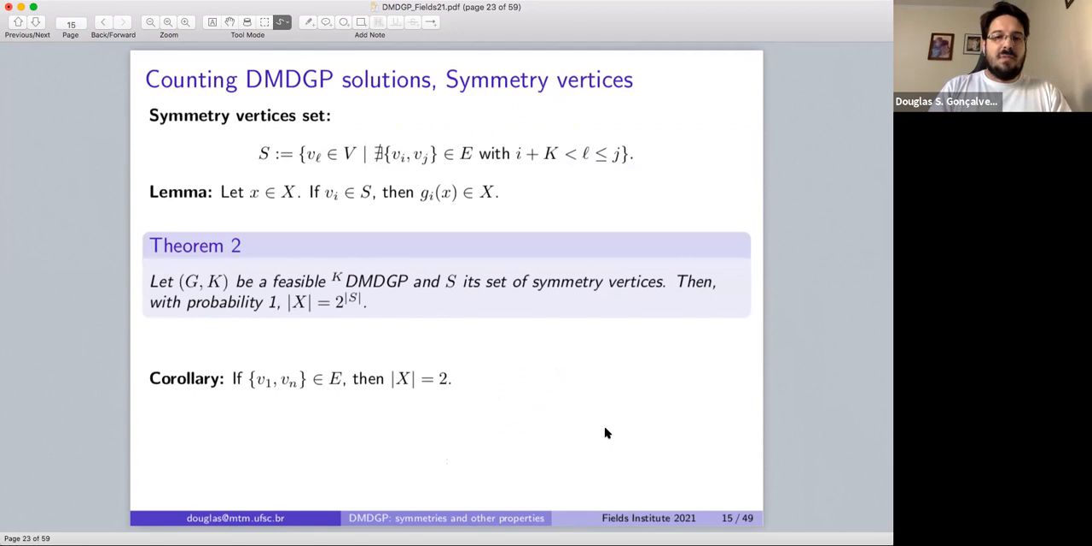And so in order to tell the result about the cardinality of the solution set, let me introduce another set, which is the set of symmetry vertices, the set S. This set of symmetry vertices basically says that these are the vertices of your graph for which there is no pruning edge.